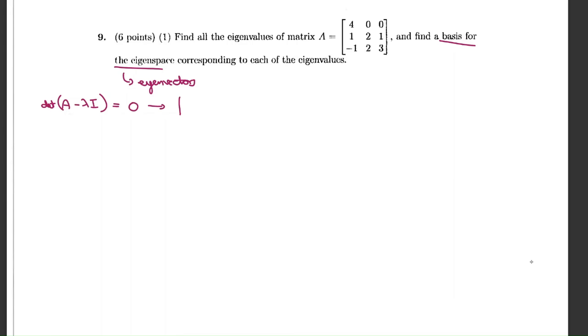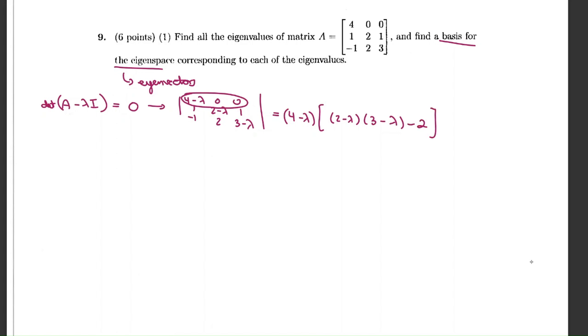So when we do that, we get 4 minus lambda, 0, 0, 1, 2 minus lambda, 1, negative 1, 2, 3 minus lambda, and that equals 4 minus lambda. I'm going to expand along this top row because I have zeros here, which will make my life easy. And so that gives me 2 minus lambda times 3 minus lambda minus 2, which is, let's see, lambda squared minus 5 lambda plus 6 minus 2.